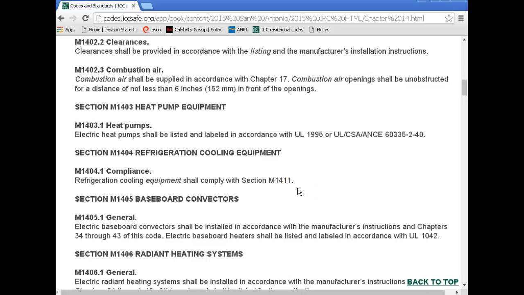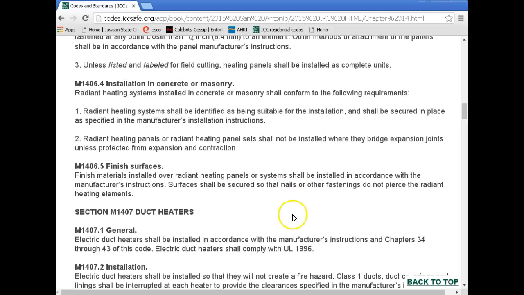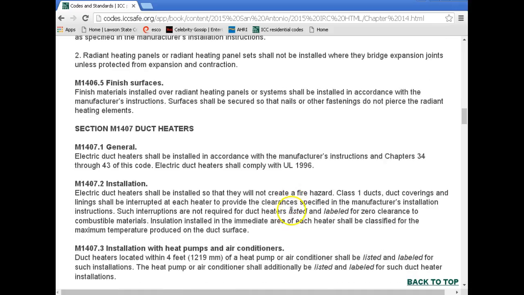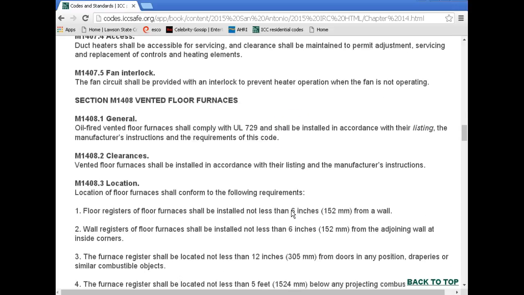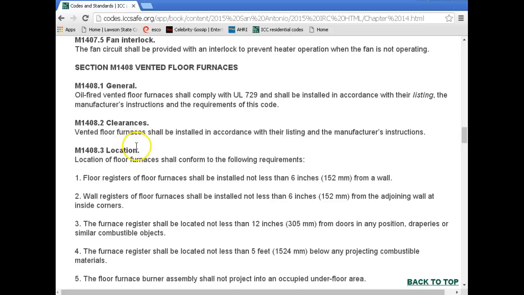So the next thing I had was 411. So let's see if we have anything before that. Radiant systems, radiant panels, concrete, duct heaters, vented floor furnaces. I think we need to add that. Let's add 1408.3. All right. Location, this is a floor furnace. Vented floor furnaces.